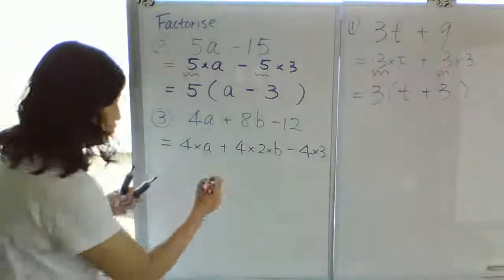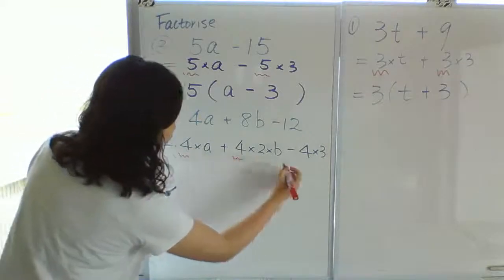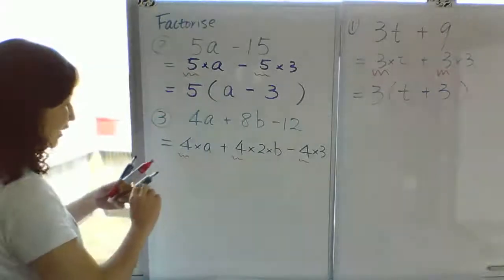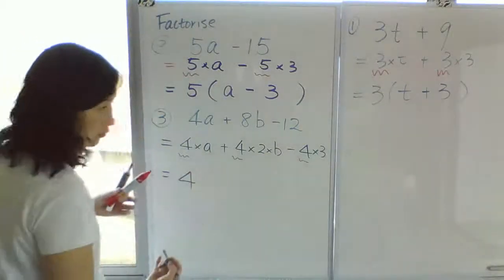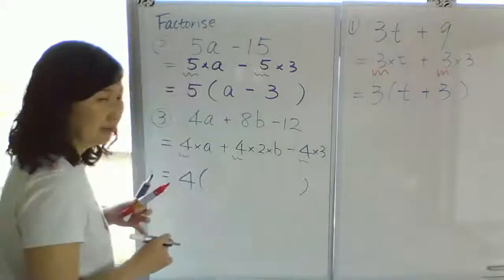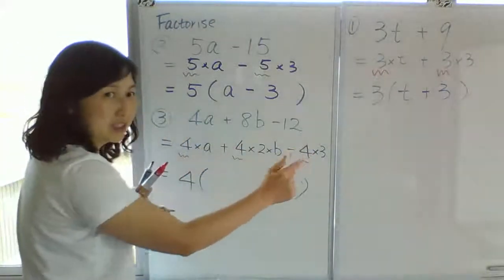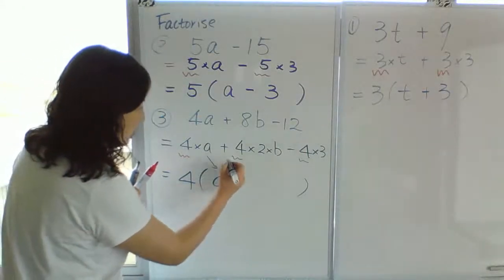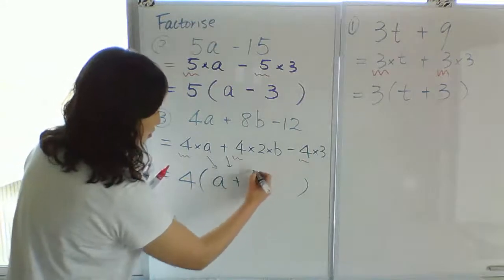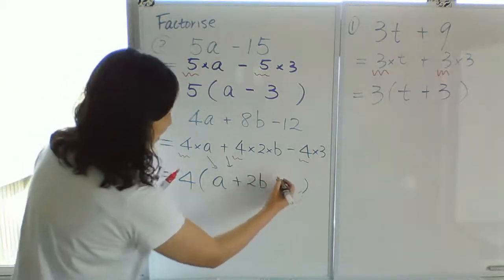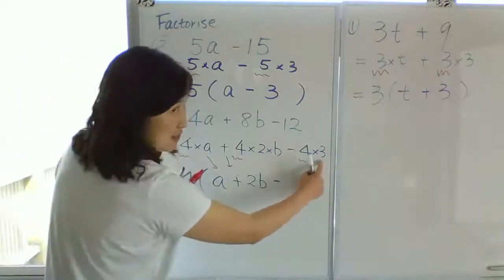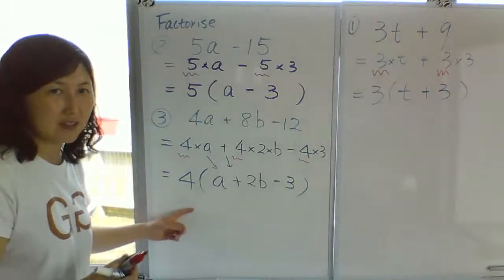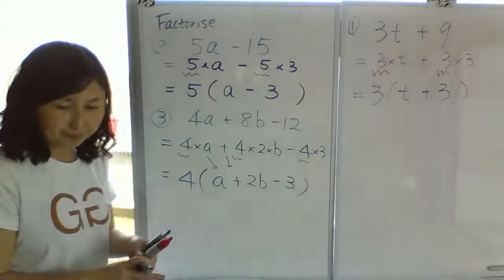So what is the common factor you can see here? 4. Well done. So that means I have a set of 4, and I can take the common factor out and put the brackets on, and then I'm going to put whatever's left in the bracket. So therefore, inside the bracket, I have A plus 2B and take away, and obviously the last term has 3 left. So this should be the final answer after you factorize it.